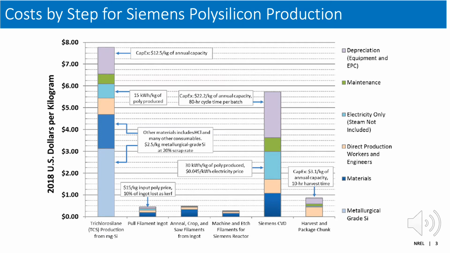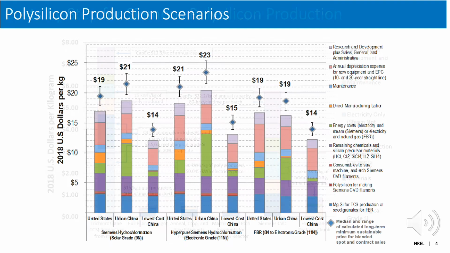So in these results here, it's clear that some steps in the production process are more expensive than others, where some have higher material costs, others have higher electricity costs or equipment costs. So then the cost by step results are summed into total costs and price estimates for a range of scenarios.